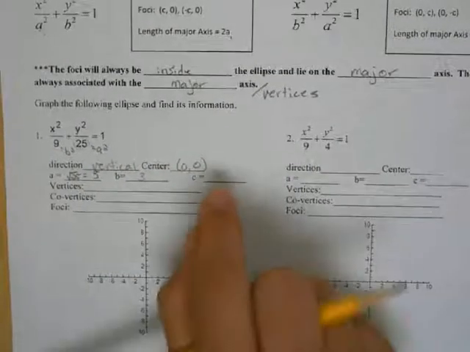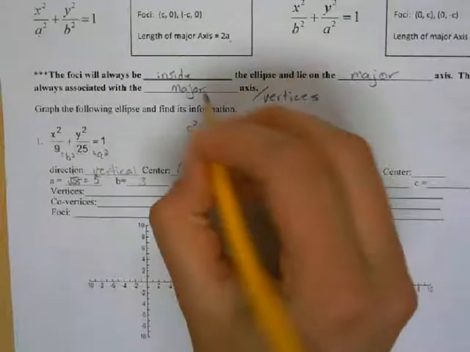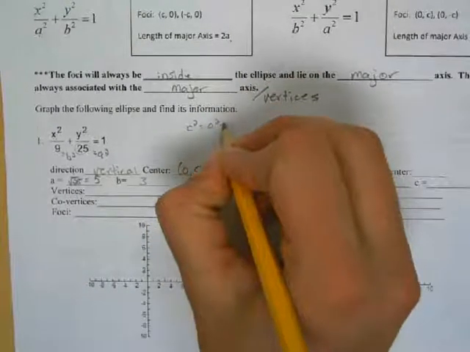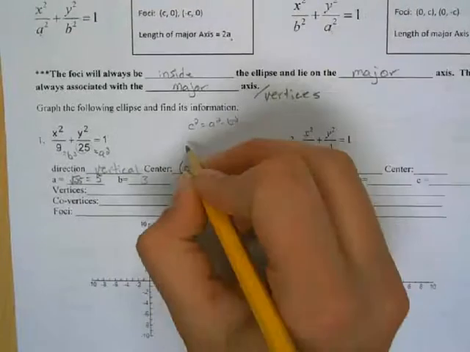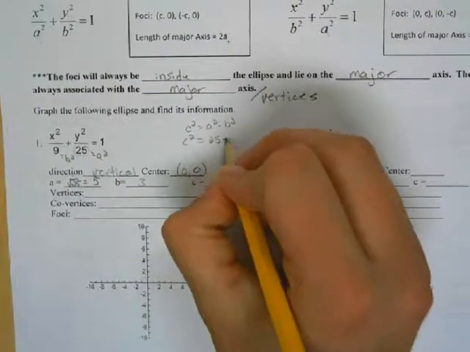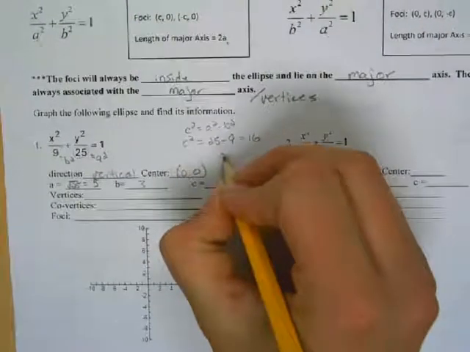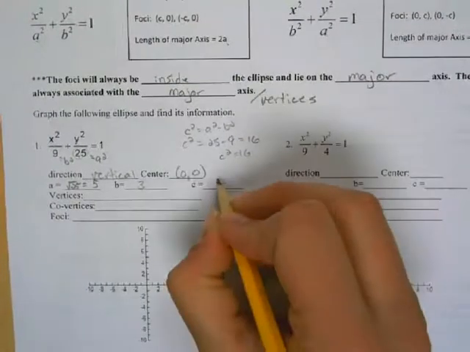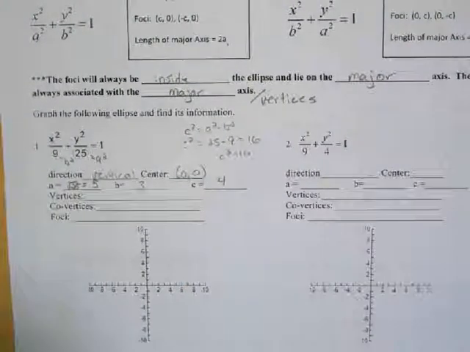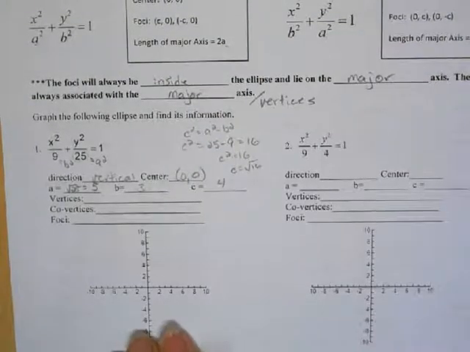To find C, we use our formula, and you do need to show this in your homework. C squared is equal to A squared minus B squared. Well, we just said A squared was 25, and B squared is 9, which gives 16, so C squared is 16, which makes C the square root of 16, which is 4.